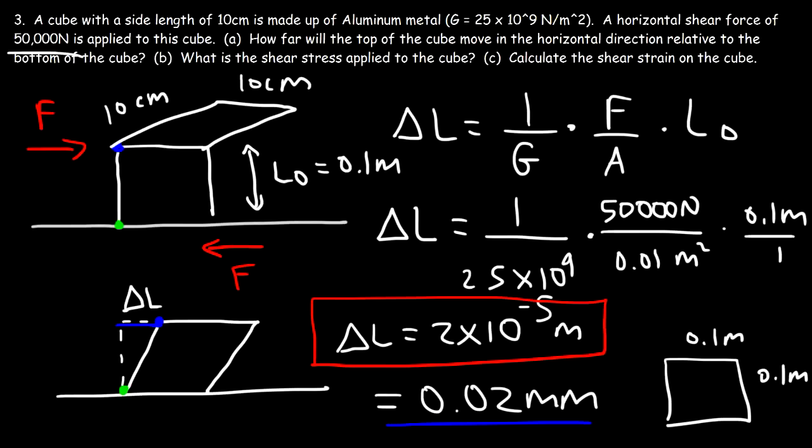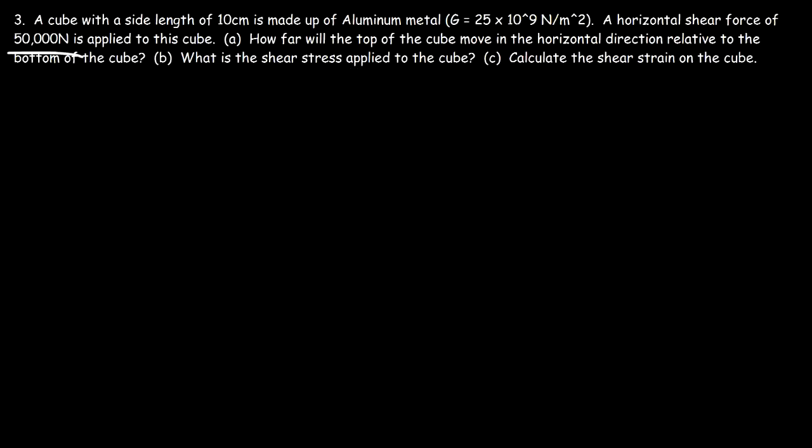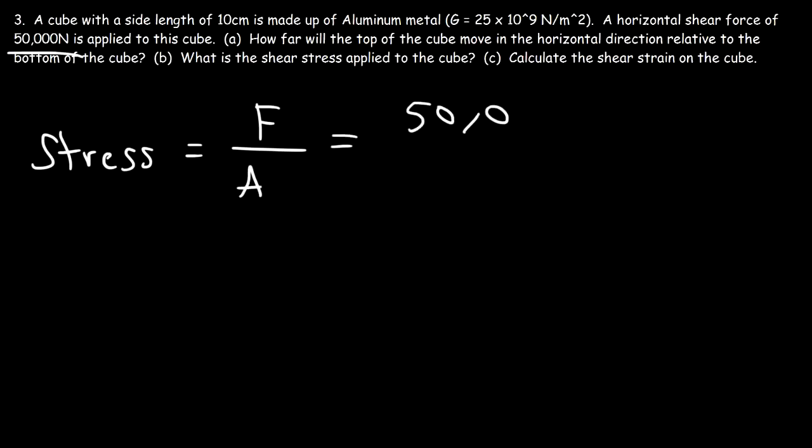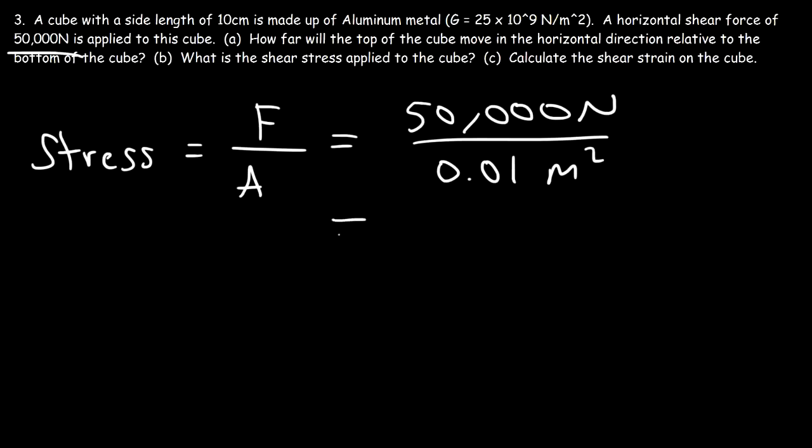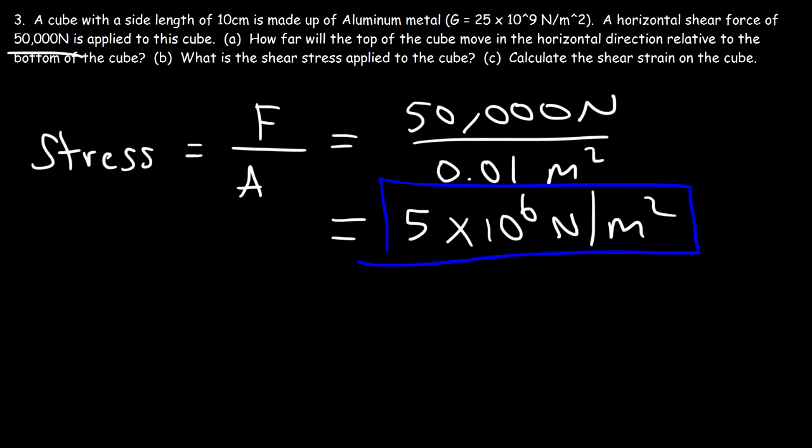Now let's move on to part B. So what is the shear stress applied to the cube? The stress is simply the force divided by the area. The force is 50,000 newtons, and the area is 0.01 square meters, which we got before. So this is going to be 50 million, I mean not 50 million, but 5 million, which is 5 times 10 to the 6 newtons per square meter. So that's the shear stress that's applied to the cube.